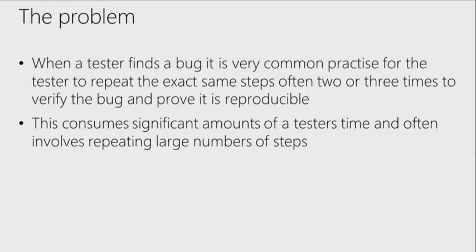So I'm going to start with the problem domain. When a tester finds a bug, it's very common practice for the tester to repeat the exact same steps, often 2 or 3 times, to verify the bug and prove it's reproducible. It's funny, as I ask this question to groups of developers or testers, the answers I get are interesting. Statistically, I'll ask a group of developers, you're walking through, you think you found a bug, what do you do next? And their answer is, raise a bug.